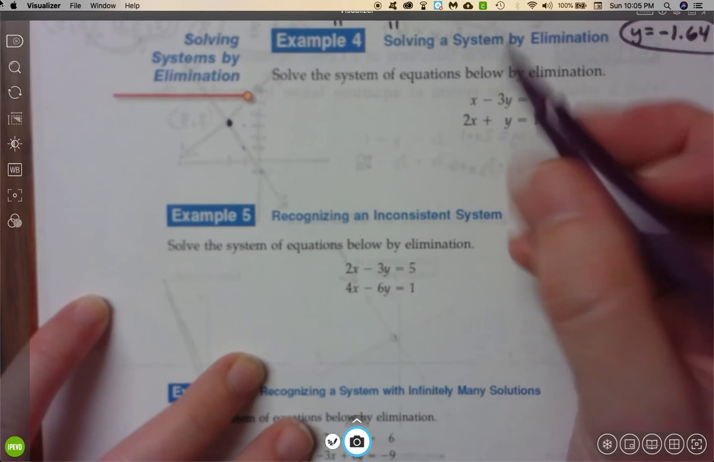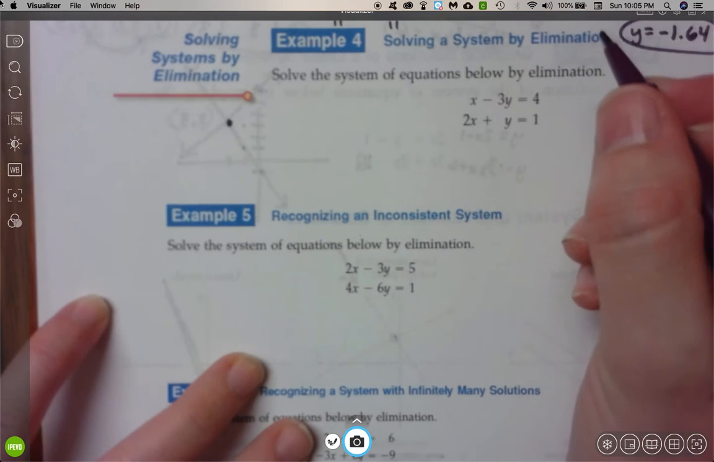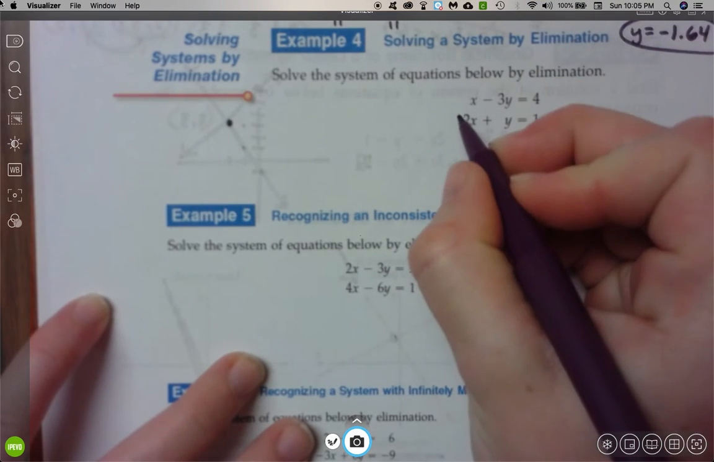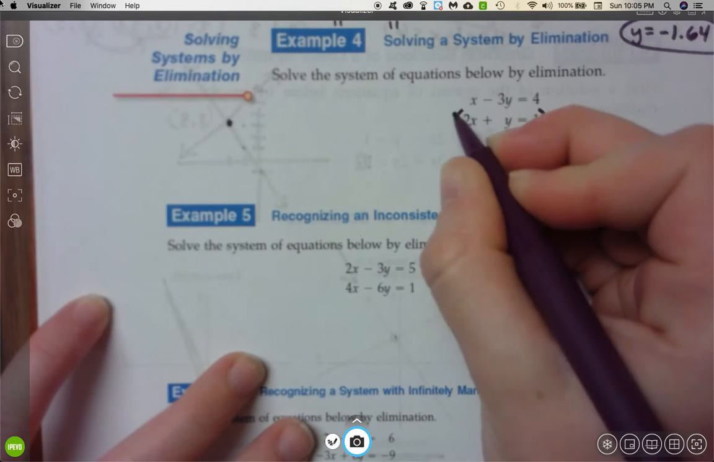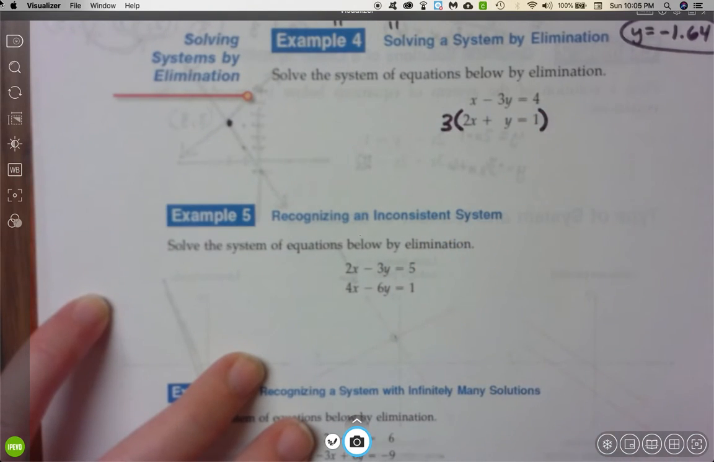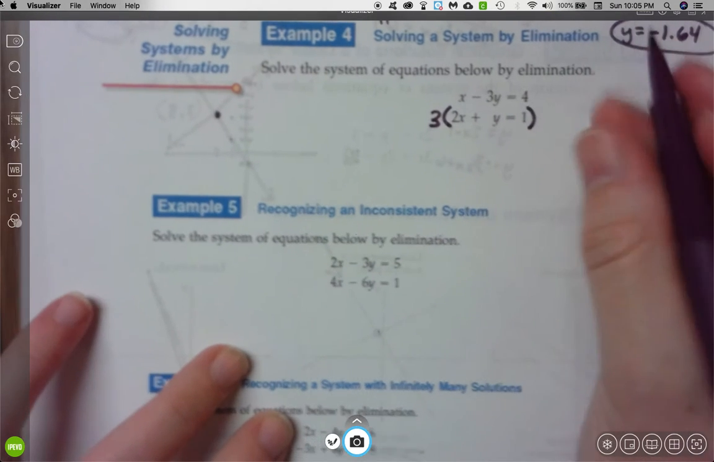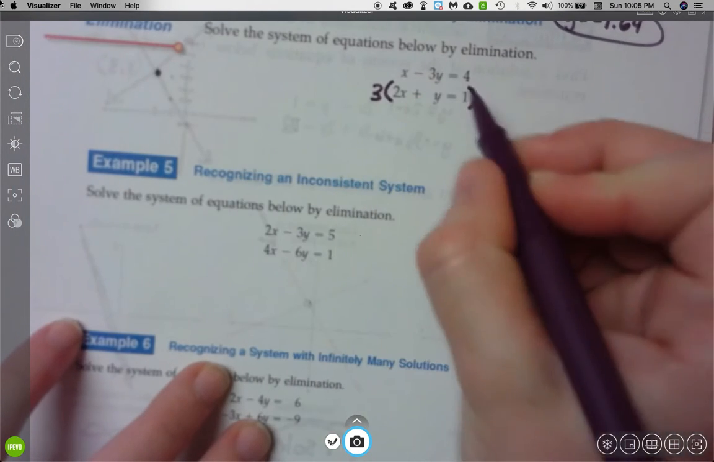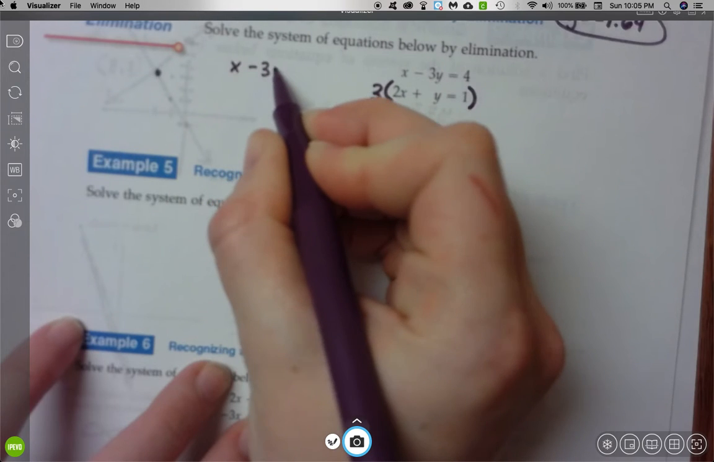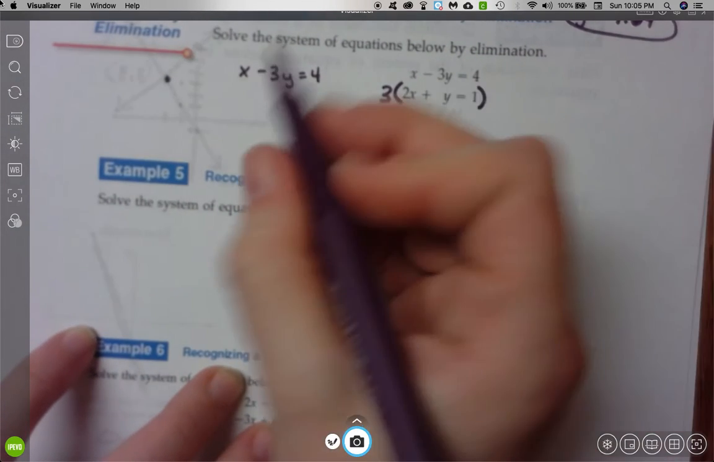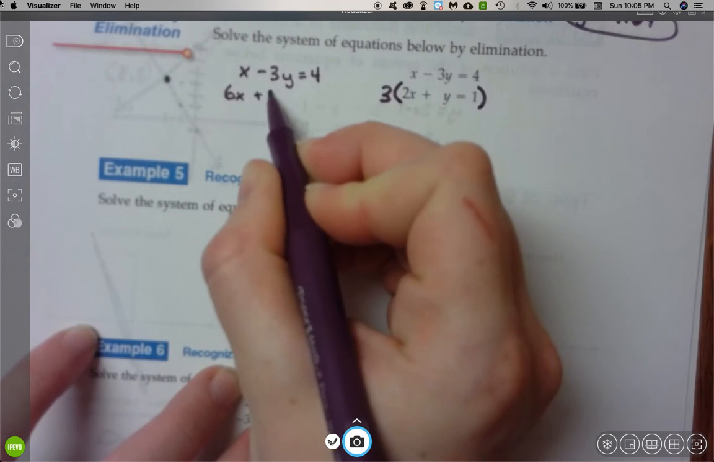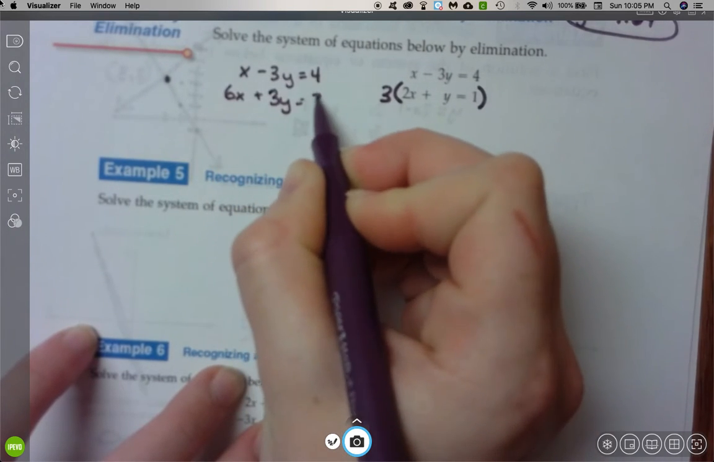But what I can do is, let's pick on the y's. Negative 3y, if this is a positive 3y, he will eliminate. So we're going to multiply the bottom one by 3. I'm going to leave the top one alone. I'll leave him x minus 3y equals 4. But the bottom equation I'm going to distribute the 3 through. So 6x plus 3y equals 3.